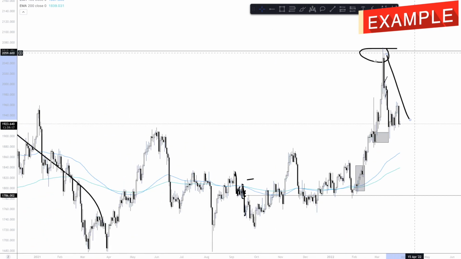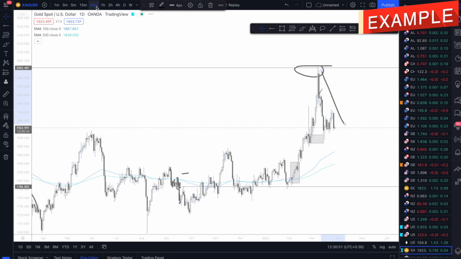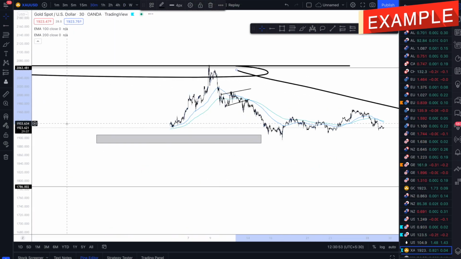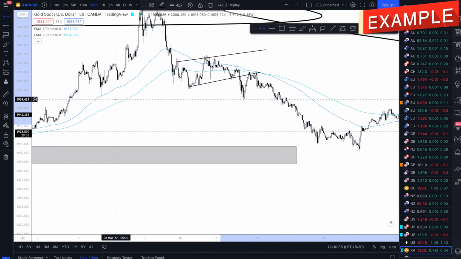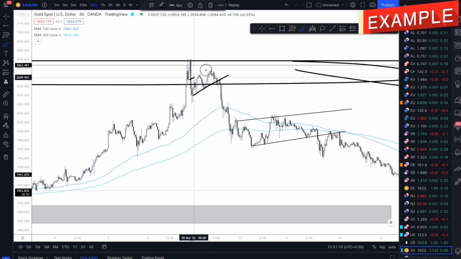After you have marked the resistance, the next thing that you have to do is move to smaller time frames, like let us say 4-hour or even 30 minutes time frame. When we move to 30 minutes time frame, you can clearly see that the price was creating higher highs and higher lows, and then the price could not create a new higher high, right? The price created this flag like structure and then it retested it and then it moved down, right?